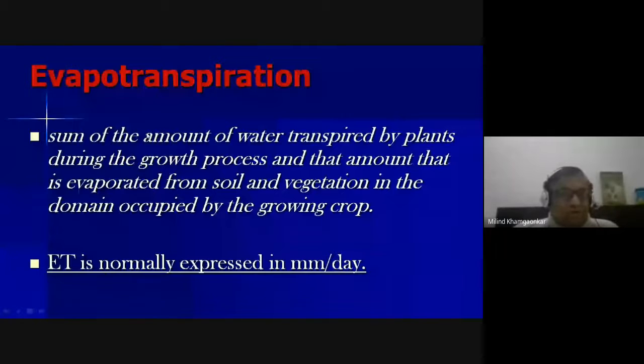So what is evapotranspiration then? Some of the amount of water transpired by the plants during the growth process through its leaves, and also that amount which is evaporated from the soil, है ना, एक साथ में दोनों प्रोसेस होते हैं. In the atmosphere, as the solar radiation is there, as the heat is there, therefore the water gets evaporated from the soil, as well as through the plant leaves. This total quantity is called as evapotranspiration, and vegetation in the domain occupied by the growing crop. ठीक है, so evapotranspiration is again expressed in millimeters per hour.